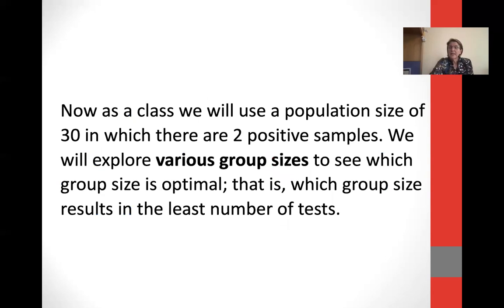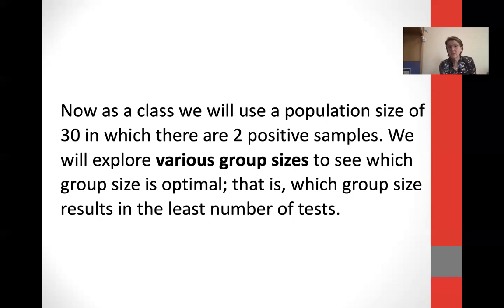Now as a class, I created an activity where we have 30 people in the population and 2 positive samples. We would do the same thing we just did, but I would assign each group of my students a different group size for this scenario. Because we have 30 people in the population, we have lots of different possibilities. It's kind of cool. We could have a group size of 10, 6, 5, or 3.